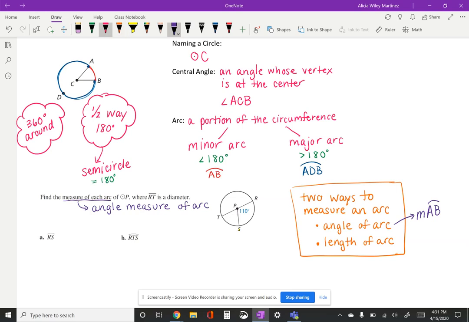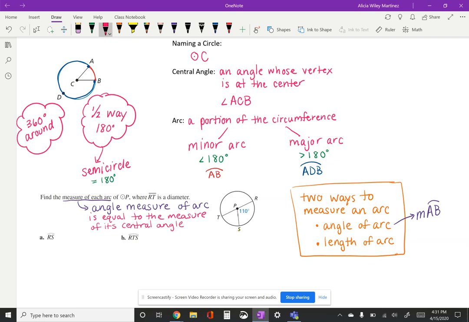Now, the angle measure of the arc relates directly to the central angle. The angle measure of the arc is equal to the measure of its central angle. And I'll explain what that means.